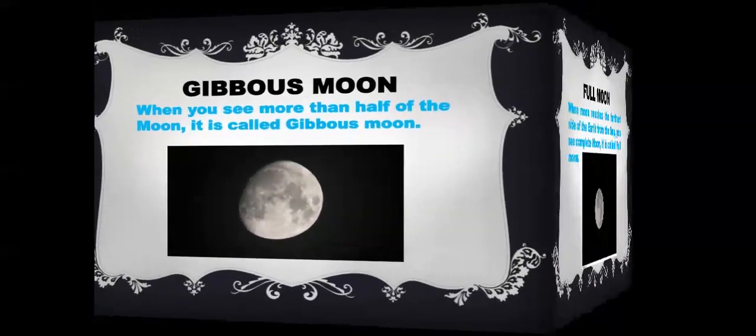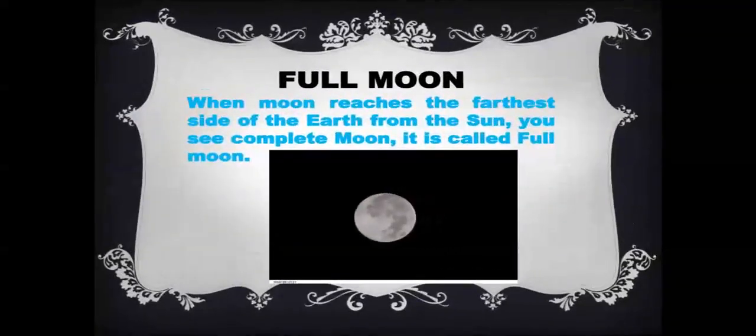At last, we can see the full moon phase. Children, when moon reaches the farthest side of the earth from the sun, you see complete moon. It is called the full moon phase. So, children, these were the five phases of the moon. I hope you all will be able to recall. They were new moon, crescent moon, half moon, gibbous moon, and the full moon.